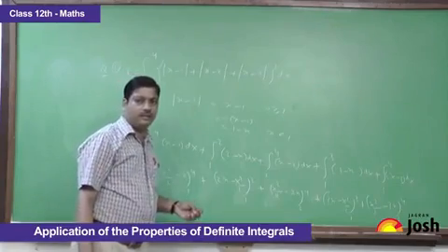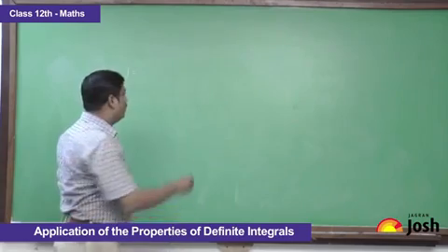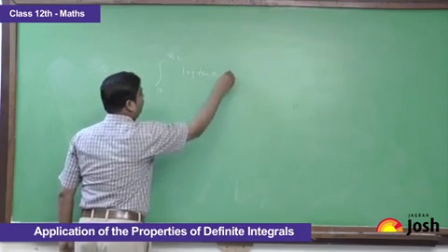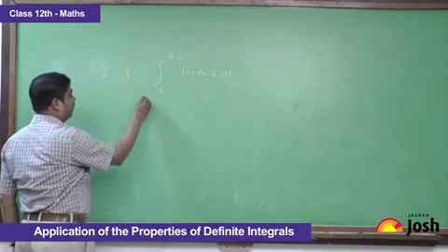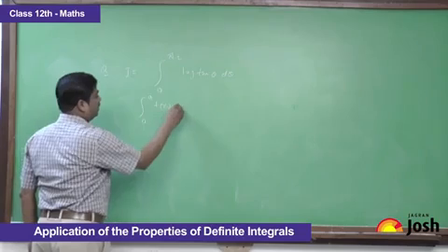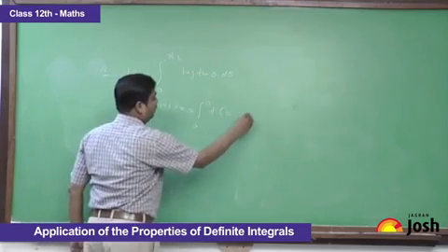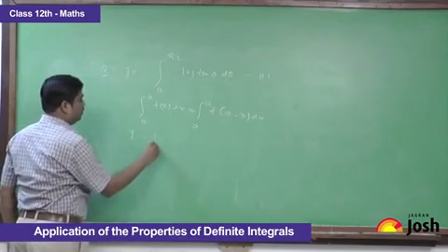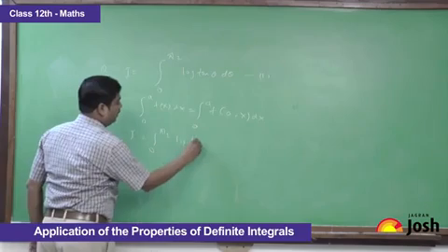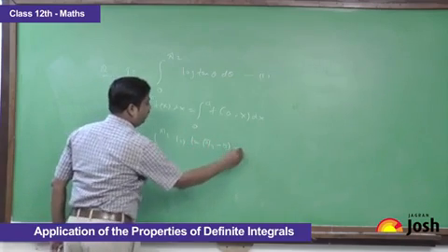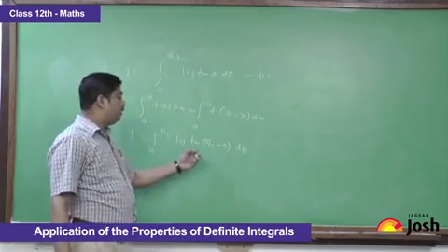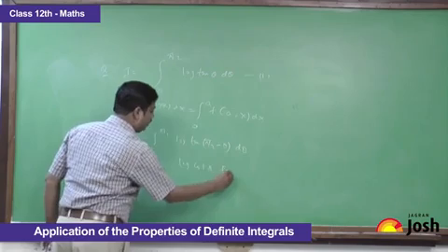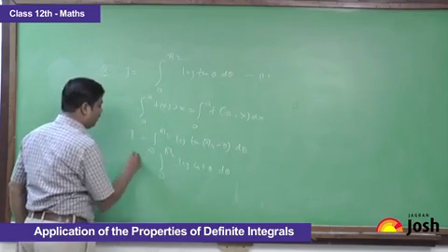Now let us come to another example. Let us come to the second example. Integral 0 to pi by 2 of log tan theta d theta. If we apply the property integral 0 to a of f(x) dx is equal to integral 0 to a of f(a minus x) dx, then we get I is equal to integral 0 to pi by 2 of log tan(pi by 2 minus theta) d theta. Now we know that tan(90 minus theta) is cot theta. So it becomes log cot theta d theta within the limit 0 to pi by 2.